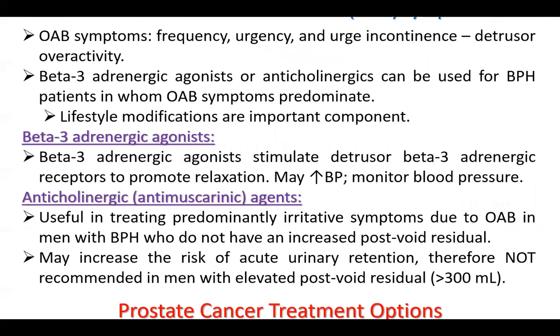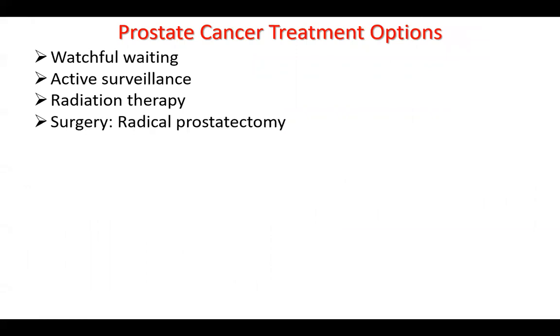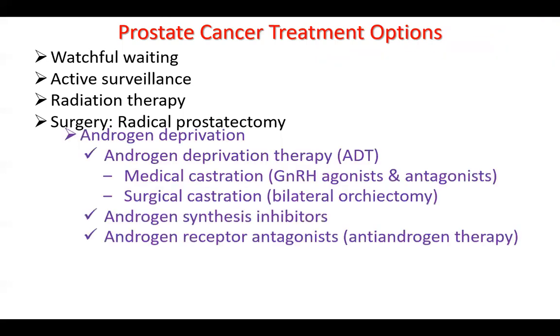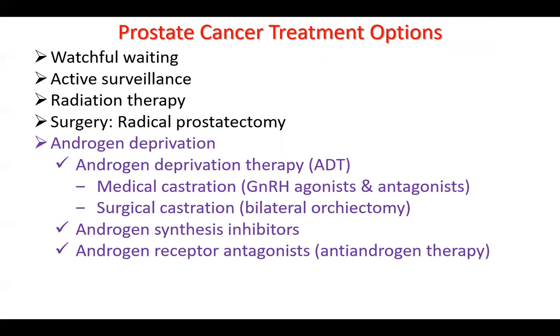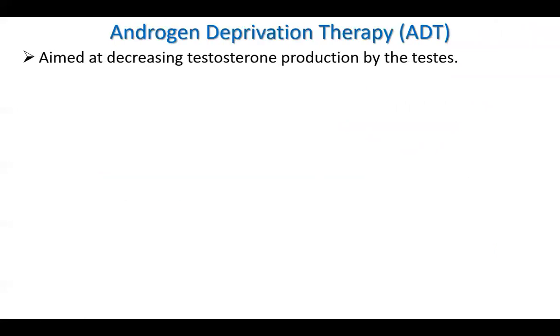So let's very quickly talk about prostate cancer. One option is watchful waiting, active surveillance, and then we have different versions of radiotherapy, and surgical radical prostatectomy. I will not go into these details because we don't have enough time, and that's not our objective. So pharmacotherapy: we have androgen deprivation therapy, which can be surgical castration or medical castration, which would be GnRH agonists, antagonists, androgen synthesis inhibitors, and androgen receptor antagonists, like anti-androgen therapy, and then chemotherapy and immunotherapy. So let's talk about androgen deprivation therapy.